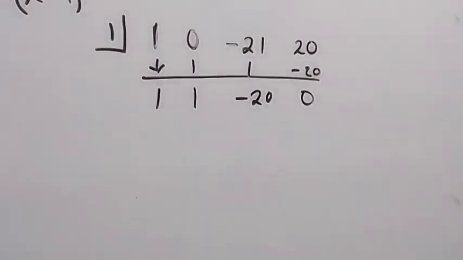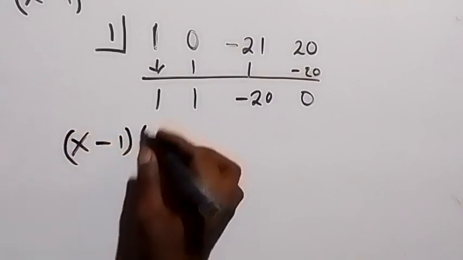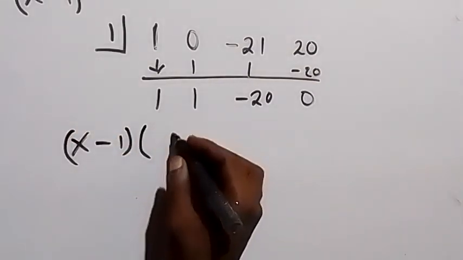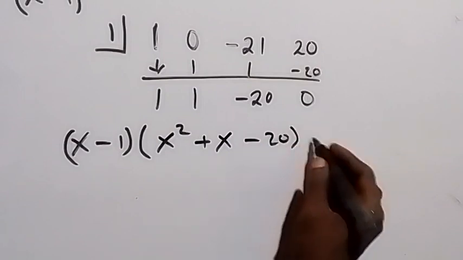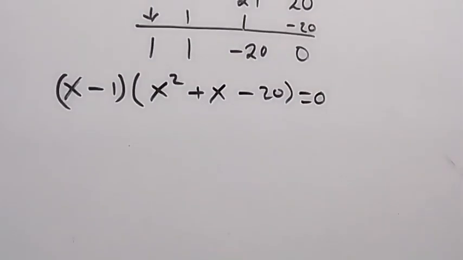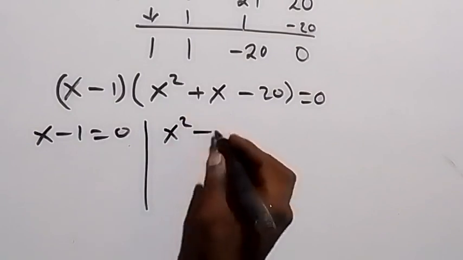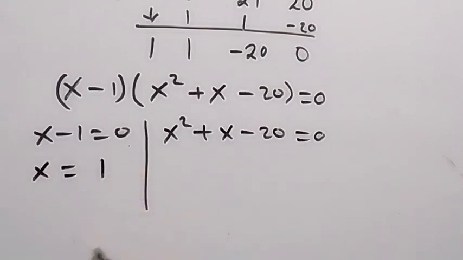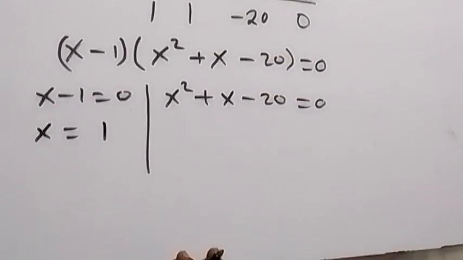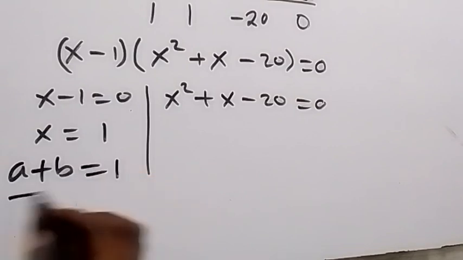Now from here, we form the coefficients of the remaining quadratic equation. That is, the first factor is x minus 1, then the quadratic factor will be x squared plus x minus 20 equals 0. Now we have two cases: the first, x minus 1 equals 0, and the second, x squared plus x minus 20 equals 0. From the first we already know that x equals 1, and we represented x in the beginning as a plus b, which is what we are finding, so a plus b equals 1.